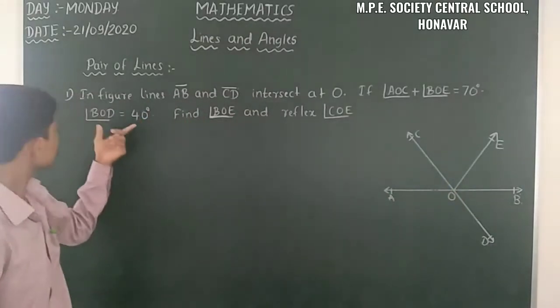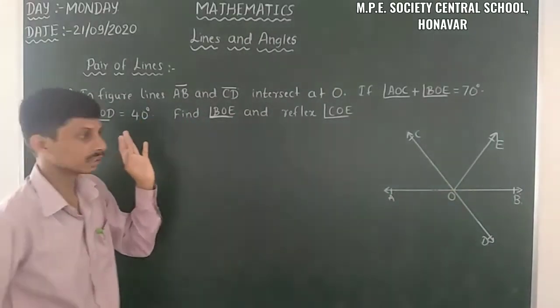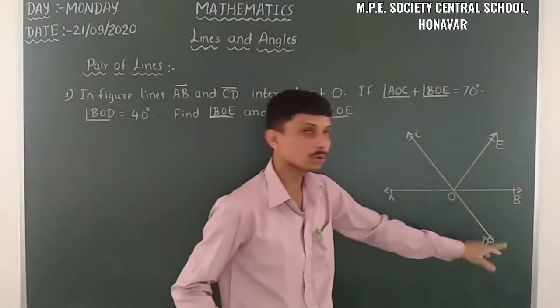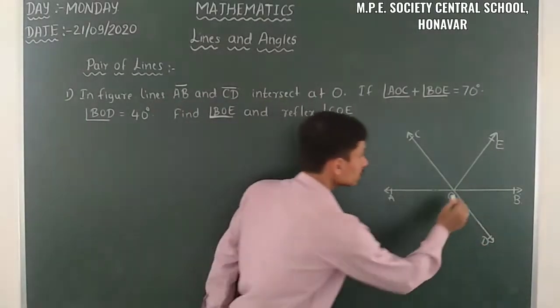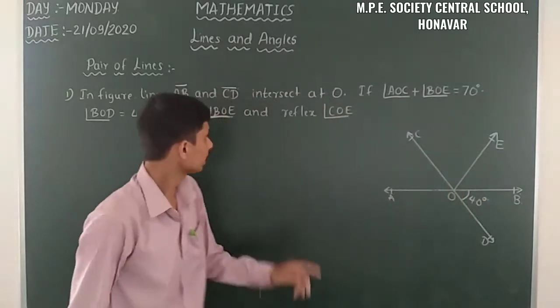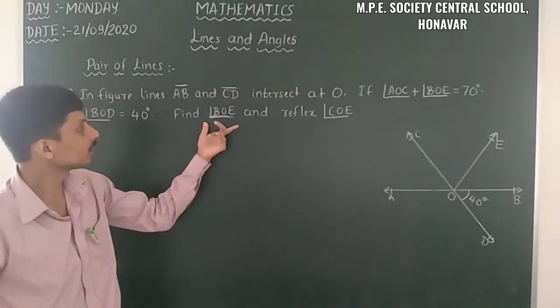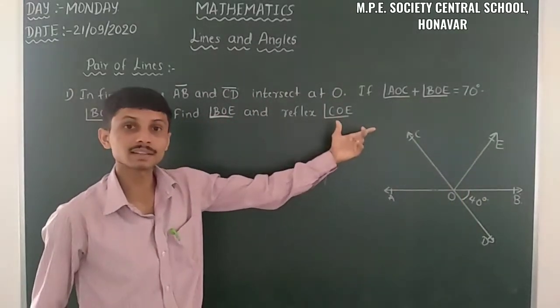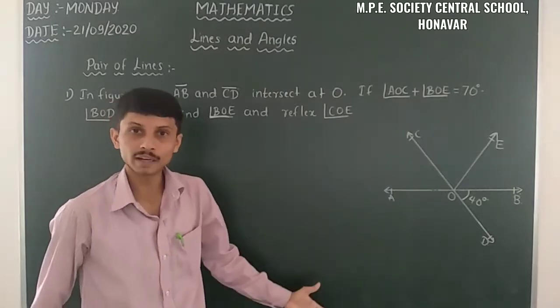And what other angle is given? Angle BOD is equal to 40 degrees. That means here the angle BOD is given, which is 40 degrees. And we have to find angle BOE and reflex angle COE.